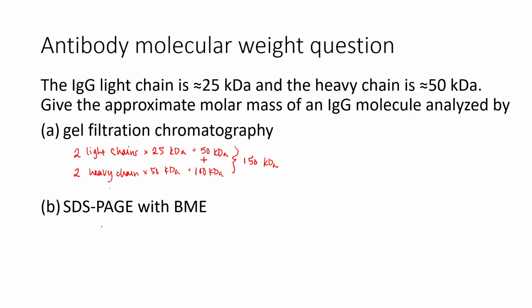So we would see on our gel one band for the light chain at 25 kilodaltons, and we would see another band for the heavy chain around 50 kilodaltons. And those would be distinct, separate bands. Because, again, of those denaturing conditions, we would not see one larger band at 150 or any kind of combinations of these 25 and 50 kilodaltons for the light and heavy chains. We would just see them all separated out.